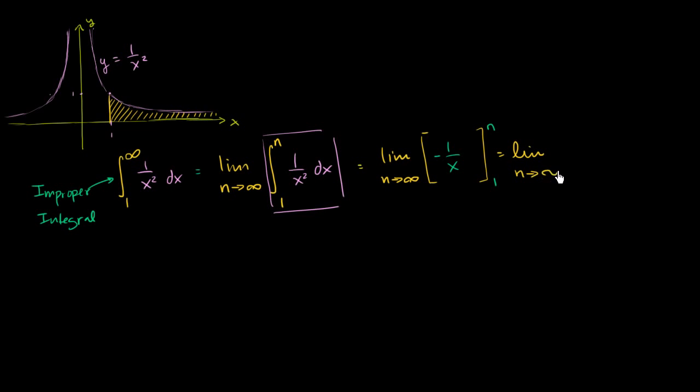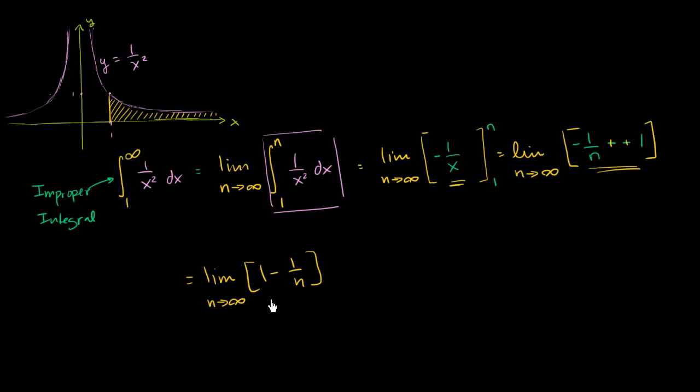So this is going to be equal to the limit as n approaches infinity of, let's see, if we evaluate this thing at n, we get negative 1 over n. And from that, we're going to subtract this thing evaluated at 1. So it's negative 1 over 1, or it's negative 1. And so we're going to find the limit as n approaches infinity of this business. I haven't found the limit yet. So this is going to be equal to the limit as n approaches infinity of, this is positive 1, and we could even write that minus 1 over n, of 1 minus 1 over n.